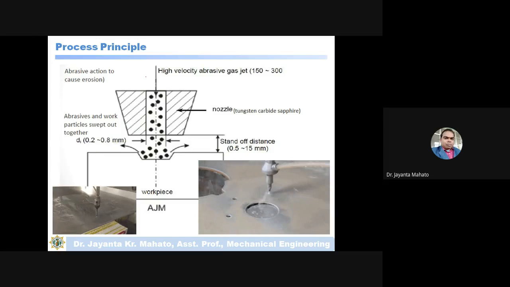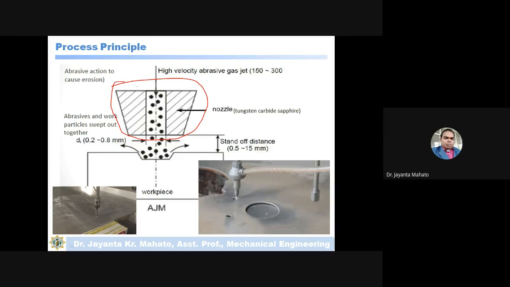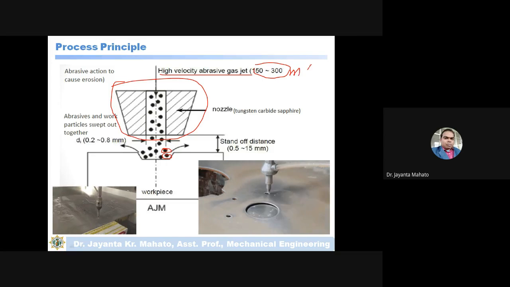Means this is how abrasive jet machining will work. So this one is actually the nozzle. Just see in this nozzle, these black spots are the abrasive particles. So these abrasive particles flow at a very high velocity. Okay, so a high velocity abrasive jet, around 150 to 300 meter per second, and it is meter per second.